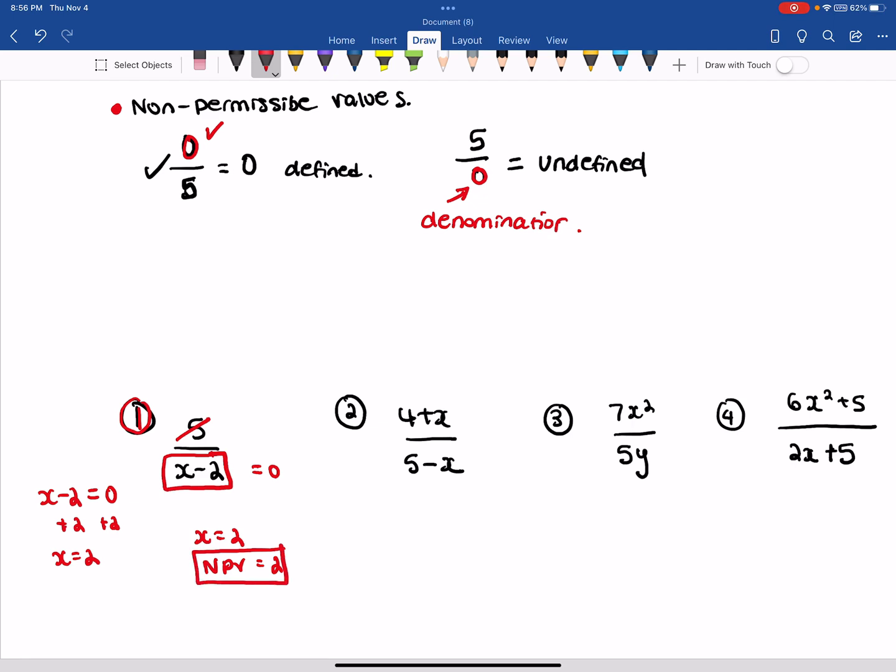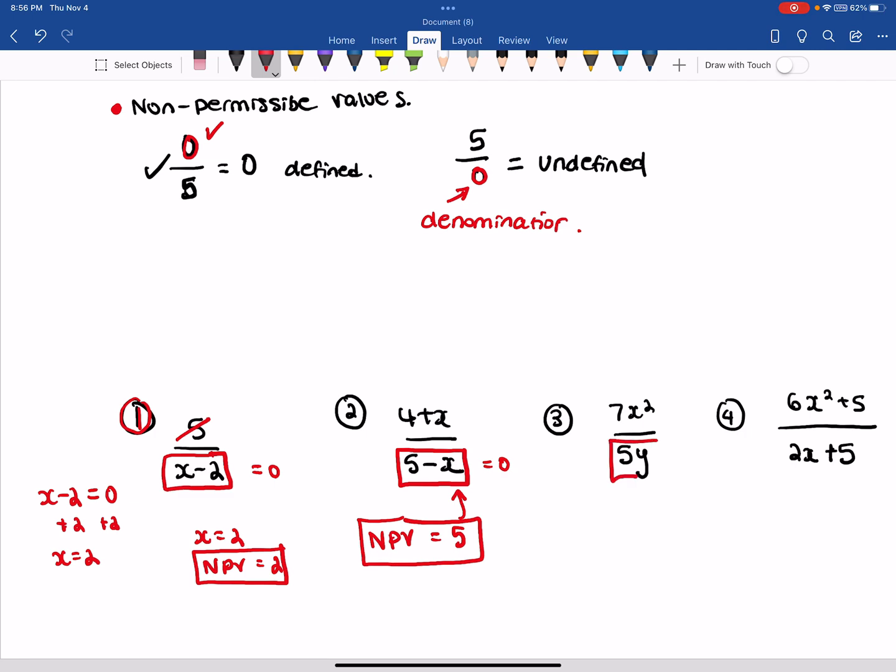What makes the bottom 0? So I want you to take a look at 5 minus x. Don't think too hard. Somebody's asking you, hey, there's one number that you're not allowed to have, the NPV, non-permissible value. 5 take away what is 0? I guess that's going to be 5, because if you have 5, the whole thing turns into 0. So you can have any number on this entire planet but 5.